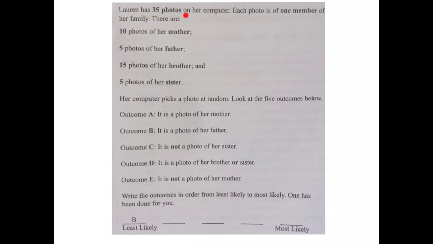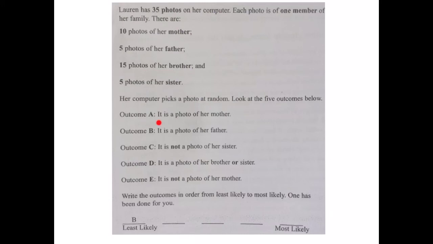Lauren has 35 photos on her computer. Each photo is of one member of her family. There are 10 photos of her mother, 5 of her father, 15 photos of her brother, and 5 photos of her sister. Her computer picks a photo at random. Look at the 5 outcomes below.